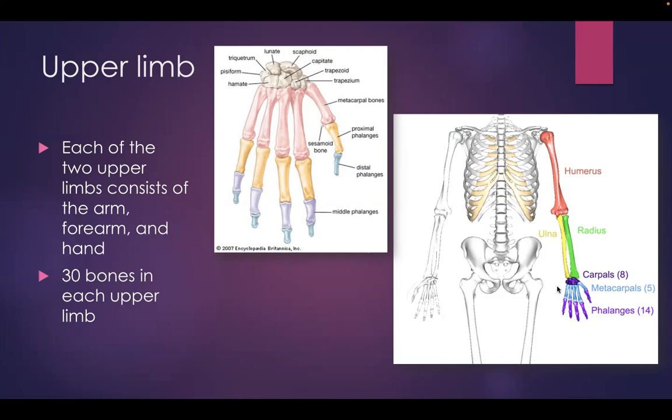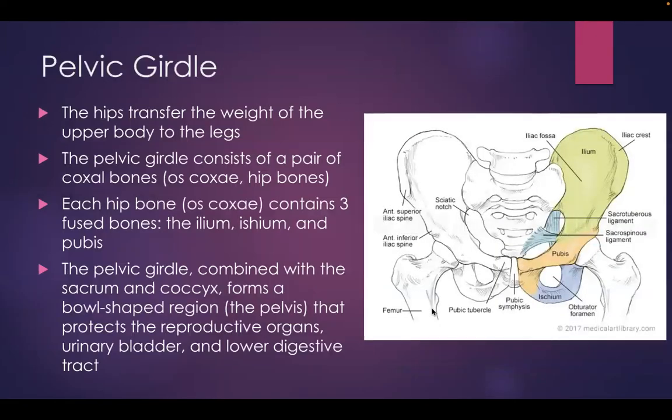And that equals 30. And then it'll be the same on the other side. So let's go to the pelvic girdle. The hips will transfer the weight of the upper body to the legs. The pelvic girdle consists of a pair of coxal bones, which are your os coxae, your hip bones. These are going to contain 3 fused bones, the ilium, the ischium, and the pubis.